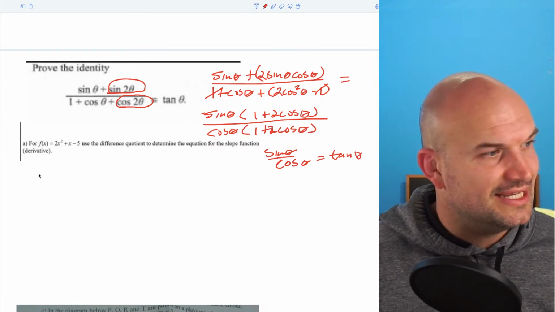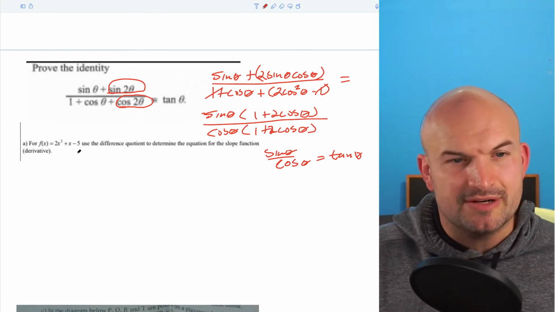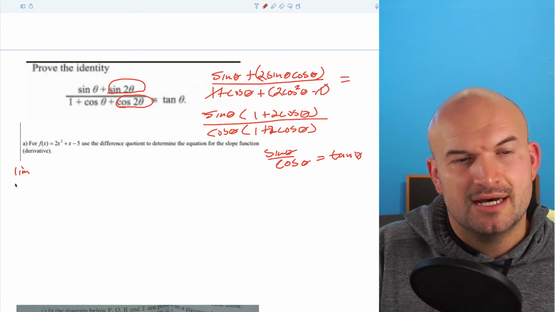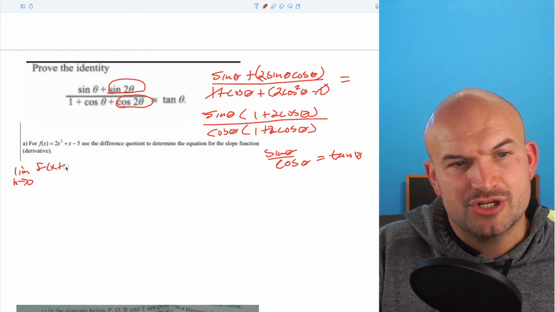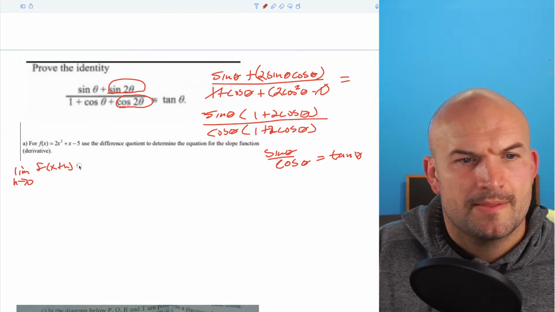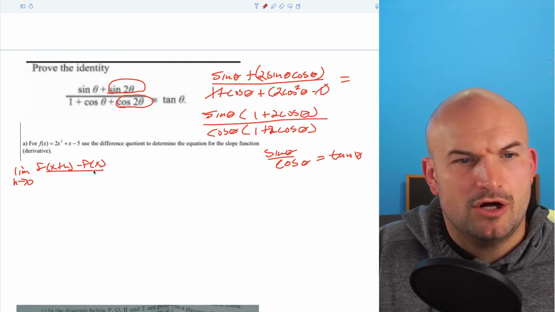The next one is the difference quotient. So how to do the difference quotient. Remember, for the difference quotient, guys, we have the limit as h is approaching 0 of f of x plus h minus f of x, and that's all over h.